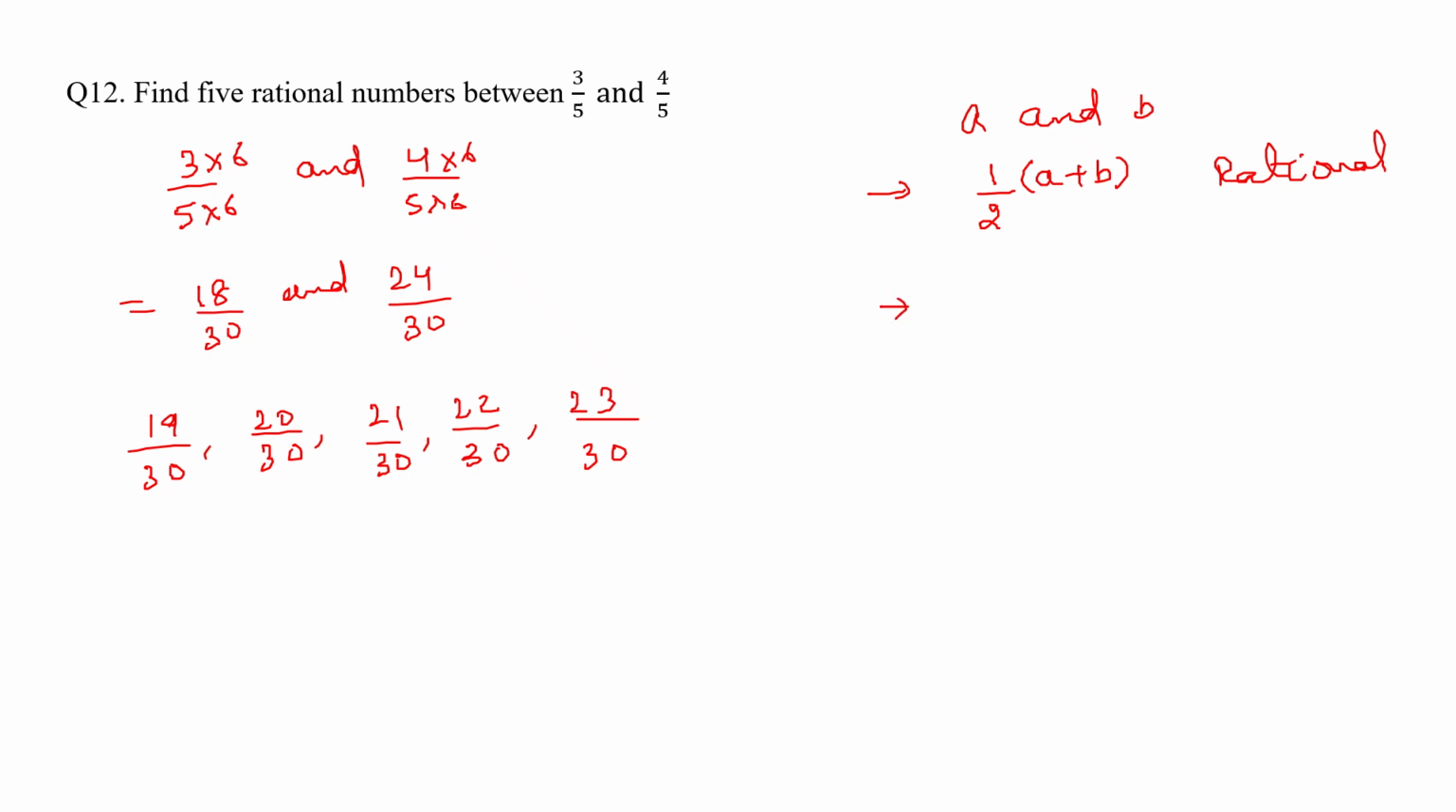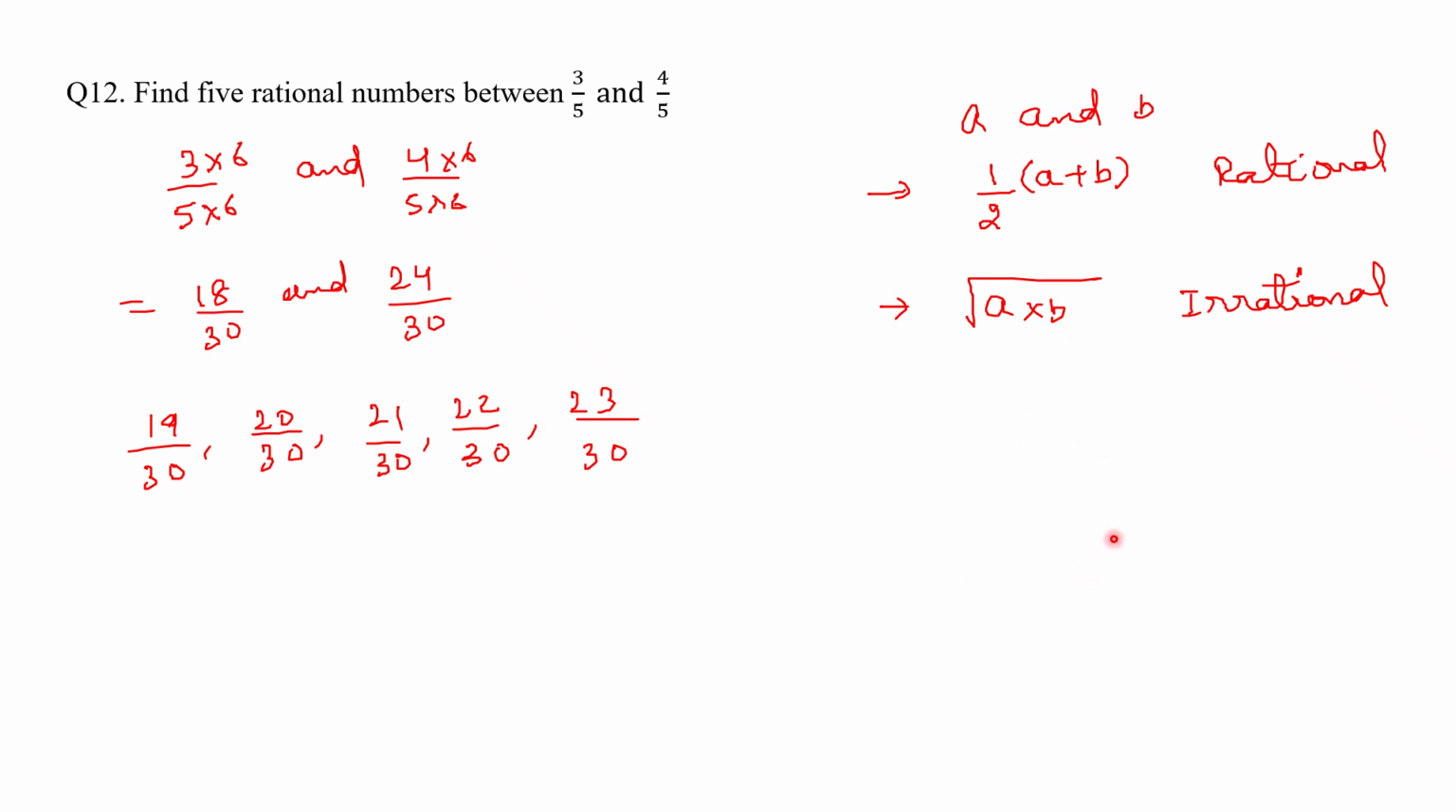This will give you a rational number between A and B. Now if you have to get an irrational number between A and B, you have to take root of A into B. This will give you an irrational number between A and B. Please remember these also, because sometimes they may ask in an MCQ question. Two rational numbers will be given and you have to choose the correct option which is the irrational number between them. So directly you can use this formula and you will get your answer.